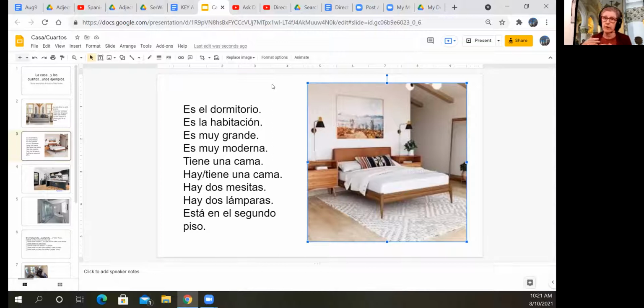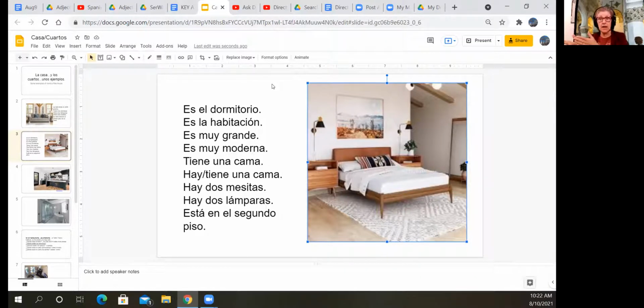But es el dormitorio, that's one way I can refer to it. Es la habitación, that's another way I can refer to it. But notice one word is masculine, one is feminine, even though they're talking about the same room in the house. Es el dormitorio, es la habitación, es muy grande. It's very big, ¿sí? Es muy grande, es muy moderna. Es moderna. If I'm talking about habitación, feminine word, I have to say modern with a feminine word. Es muy moderna. Tiene, it has.